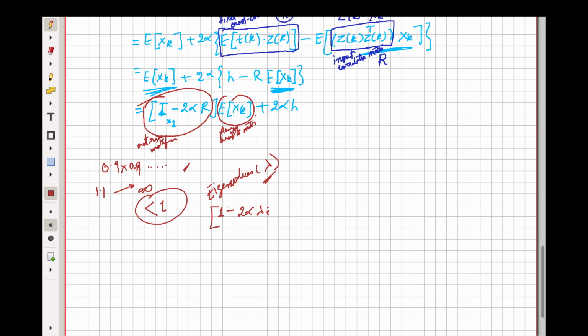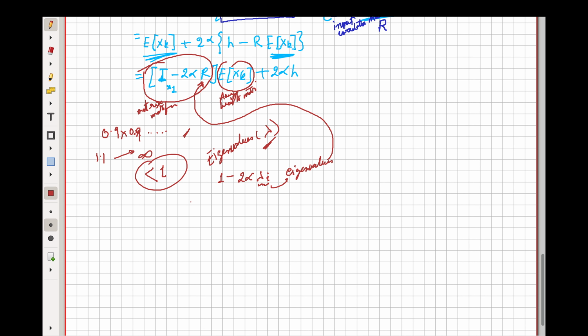So this is what we have, where this lambda, this part right here, represents the eigenvalues of our matrix R, which is right there. You see the similarity between I minus 2 alpha R and 1 minus 2 alpha lambda i. So with that in mind, to prevent our weights from exploding, we need this factor to stay inside the boundary of the unit circle.